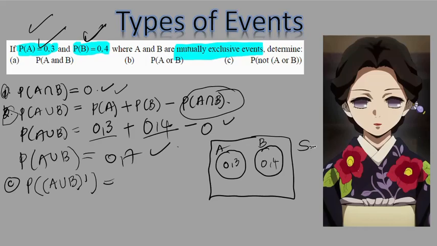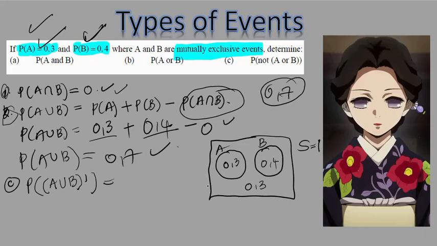The sample space is supposed to be equal to how much? 1. You see that? Now, if this is 0.3, this is 0.4, in total that makes 0.7. Where's the other 0.3? It's here, in the rest of the sample space.